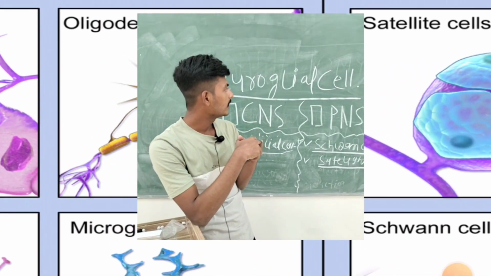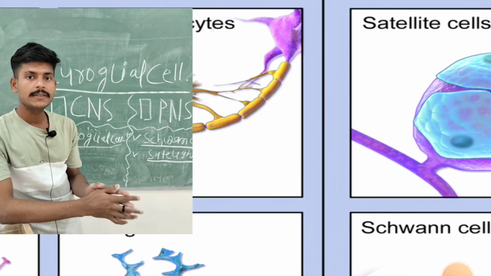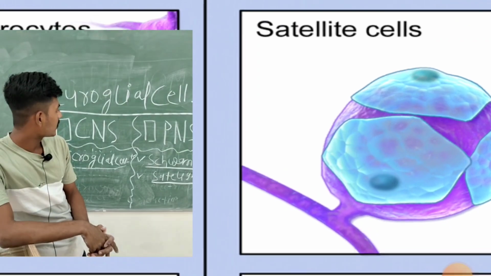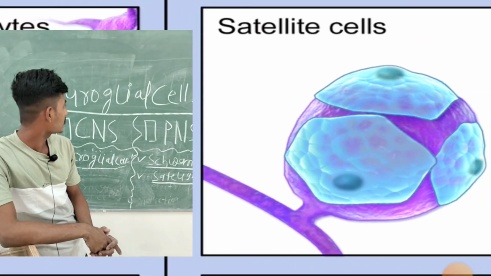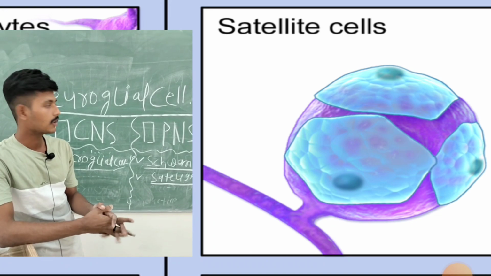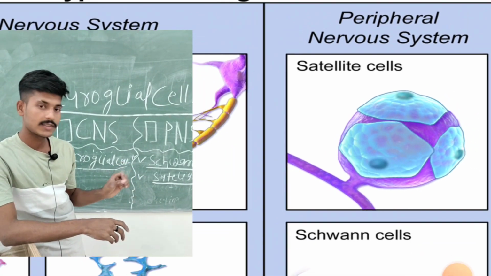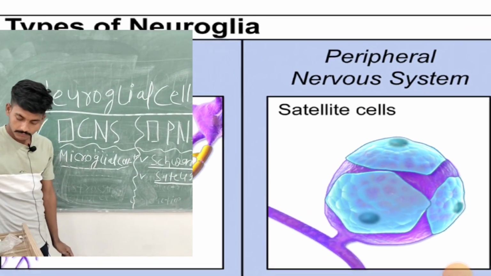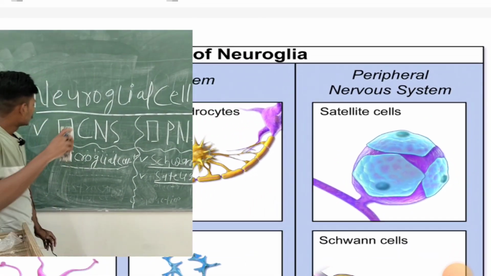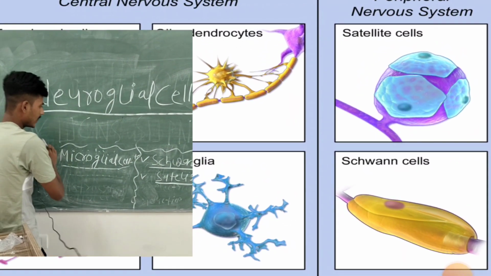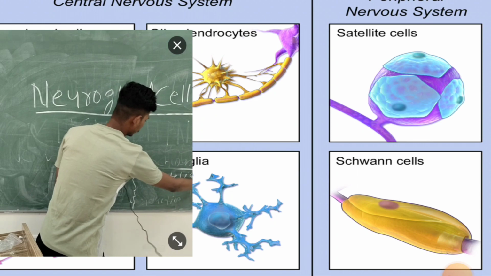Recently, in the Rajiv Gandhi University nursing exam, one question asked to write about neuroglial cells for 10 marks. It means you have to write each and everything. Now, we will take one cell at a time and discuss it in detail.